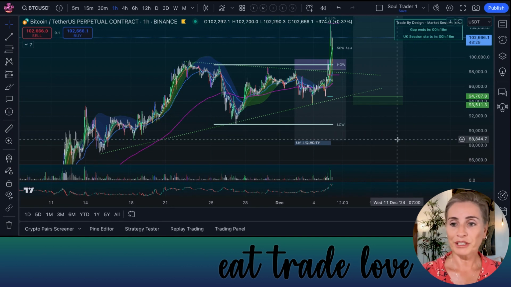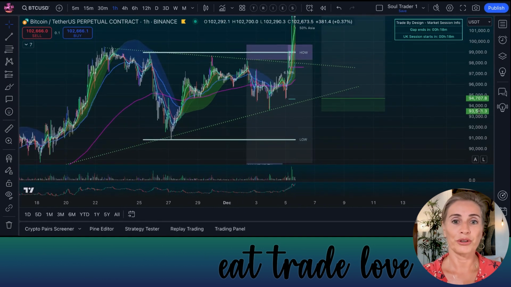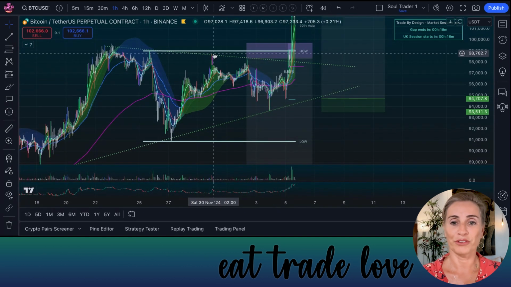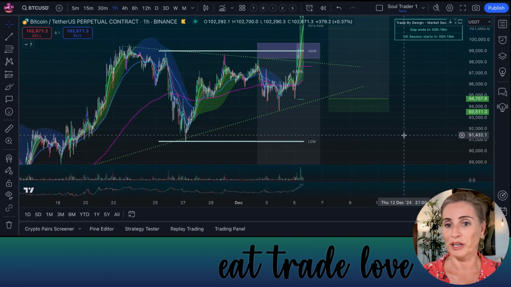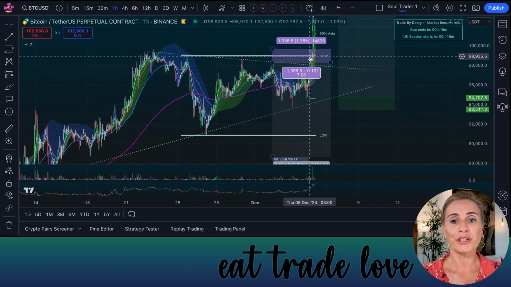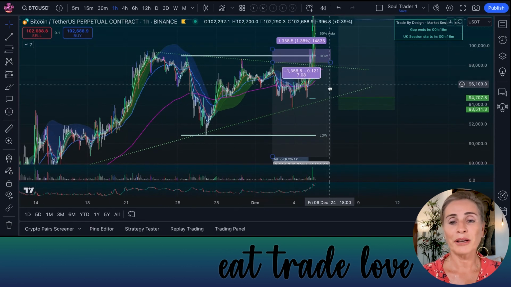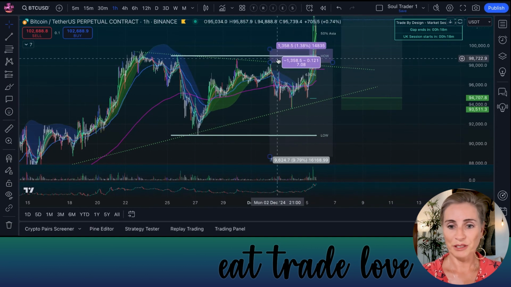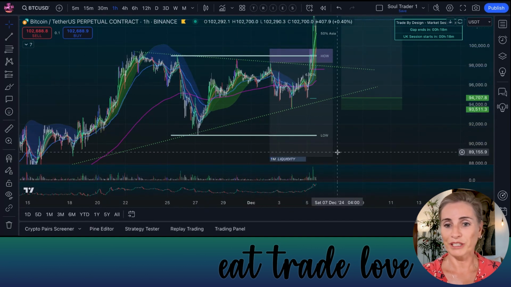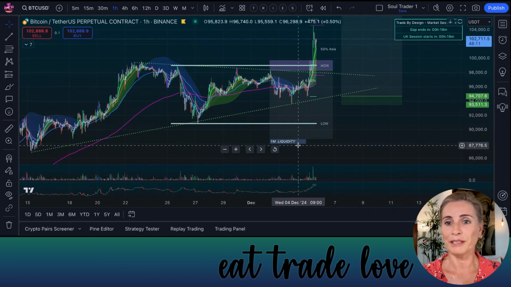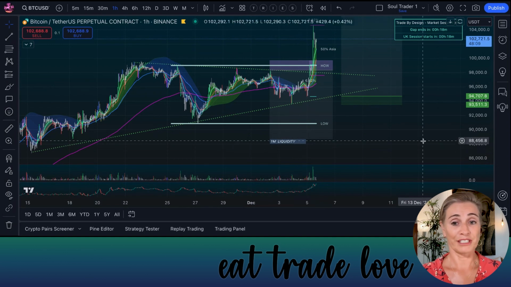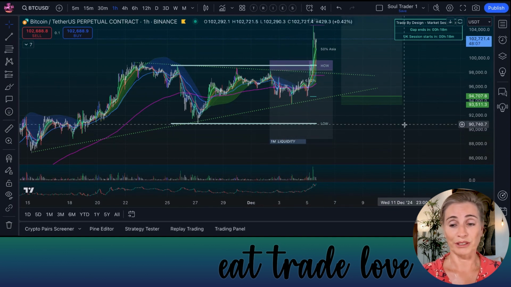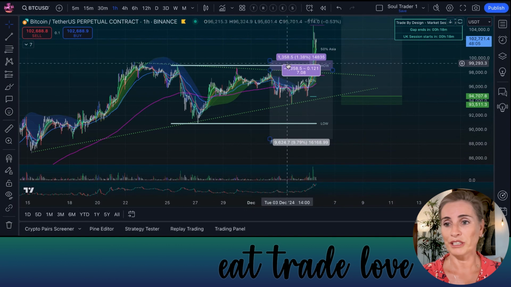At this point in time, we were consolidating under the high of the week, and this is the TBD, Trade By Design, system. I knew that there was a little bit of resistance here. You could have set up a short in this position, and we did have liquidity down here, the 1 month liquidity. So that would be a perfect example of setting a short with a very tight stop on it.